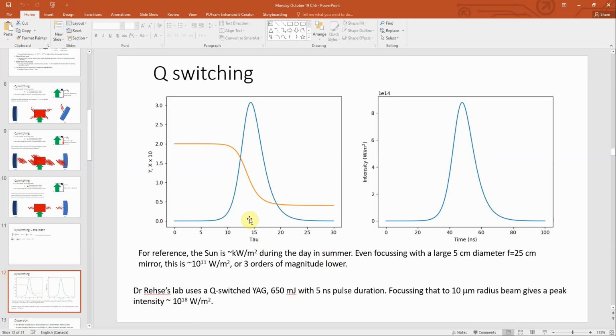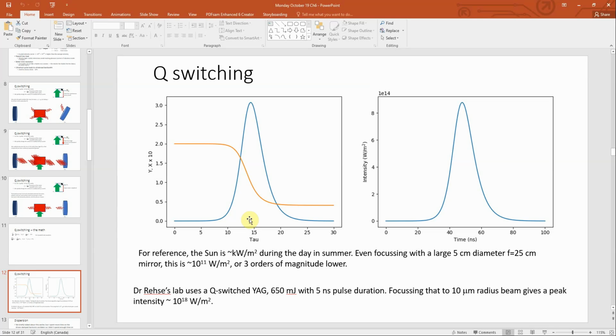Okay, so for reference, the sun produces about 1 kilowatt per meter squared. Obviously, that depends on your latitude, the time of day, and the time of year. But in the summer, it's something like 1 kilowatt per meter squared, maybe about 1,400 in Windsor at noon or 1 o'clock, at the end of June. But if you focus this with a really large 5 centimeter diameter mirror that had a focal length of 25 centimeters, so about 10 inches or so, this would produce 10 to the 11 watts per meter squared, or still 3 orders of magnitude lower than what this can produce. So this can produce extremely high intensities.